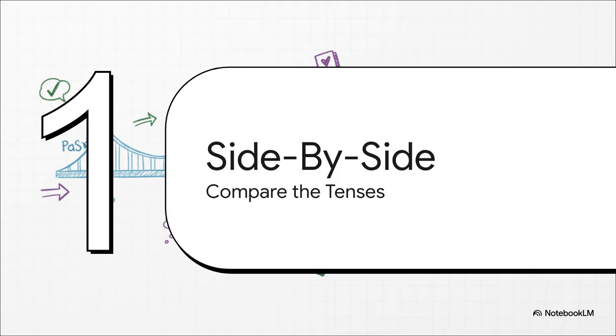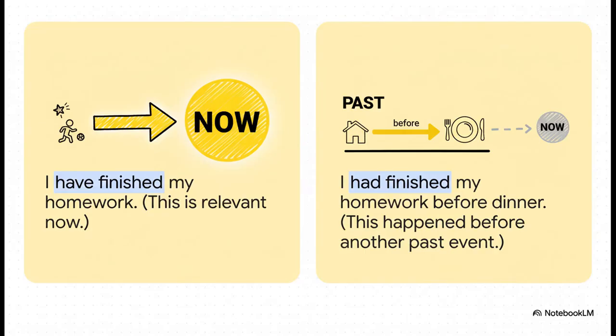Okay, so we've looked at them one by one. Now for the fun part. Let's put them right next to each other. When you see them side by side, the difference just clicks. Okay, look at these two sentences. First, I have finished my homework. What's the hidden meaning there? It's that it's done now, and that's what matters. Maybe I can finally go play. But look at the second one. I had finished my homework before dinner. See how the focus completely shifts? It's all about the sequence. Homework happened first, then dinner happened. Same verb, totally different timelines.